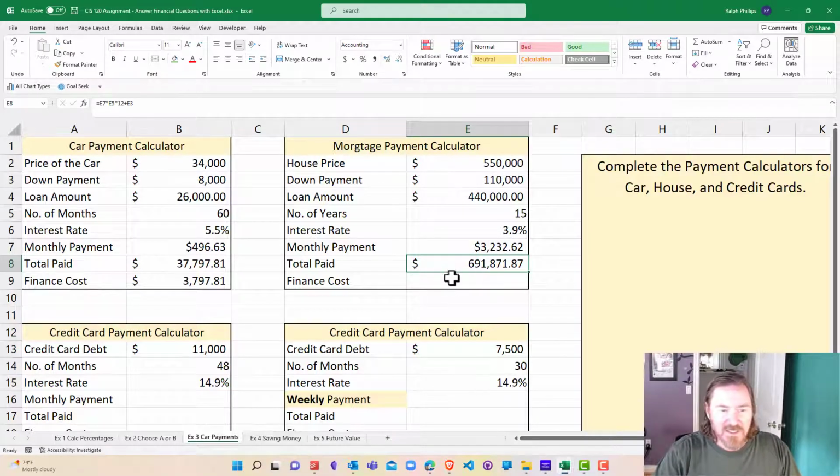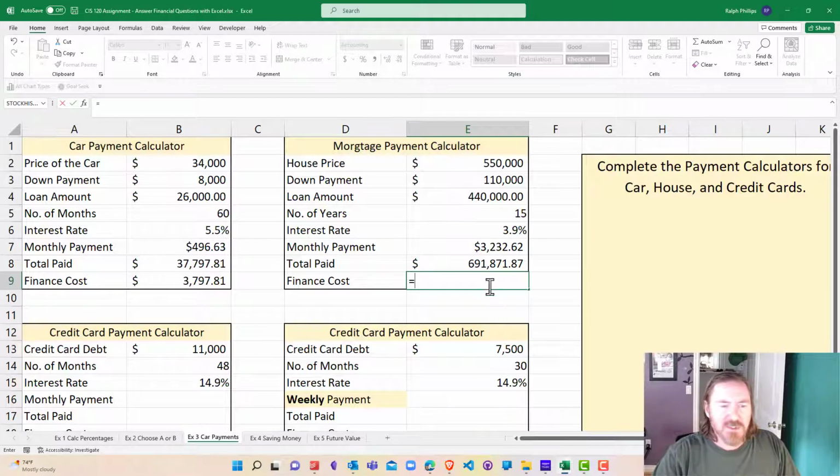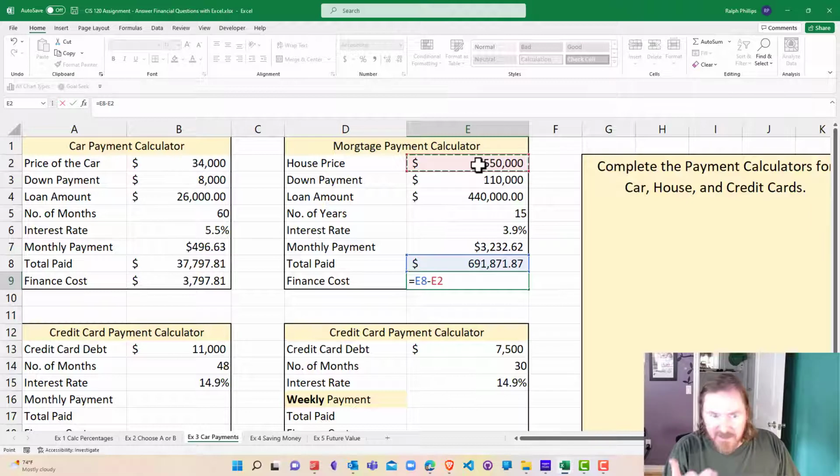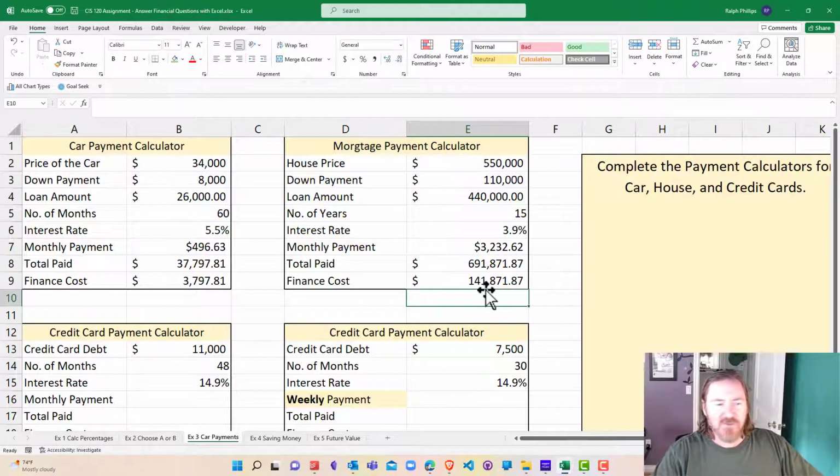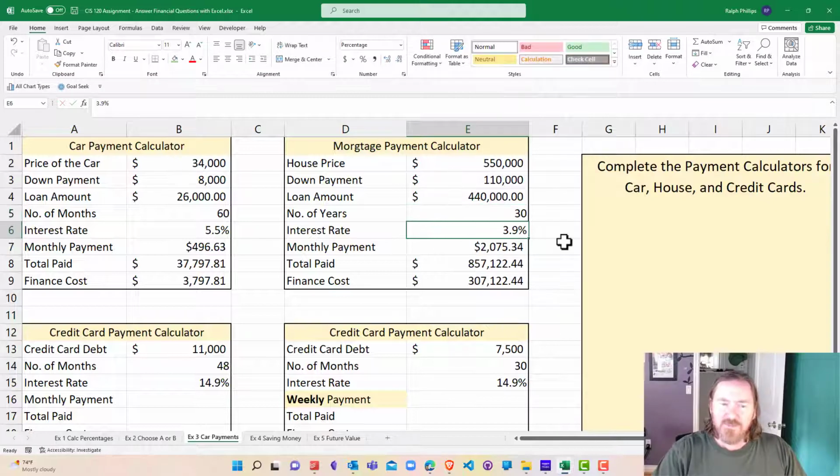Finance cost is going to be the same. That's going to be equal to the total paid minus the original price of the thing, in this case the house. Total paid is the finance cost is $141,000. Again, because I'm financing it with a loan. Now, if I put this back to a 30-year loan, payment drops back down to $2,075. The total paid increases and my finance cost goes up because I'm having to pay so much more over the price of the house because I'm financing it with a long-term loan. Okay, so those are done and accurate.